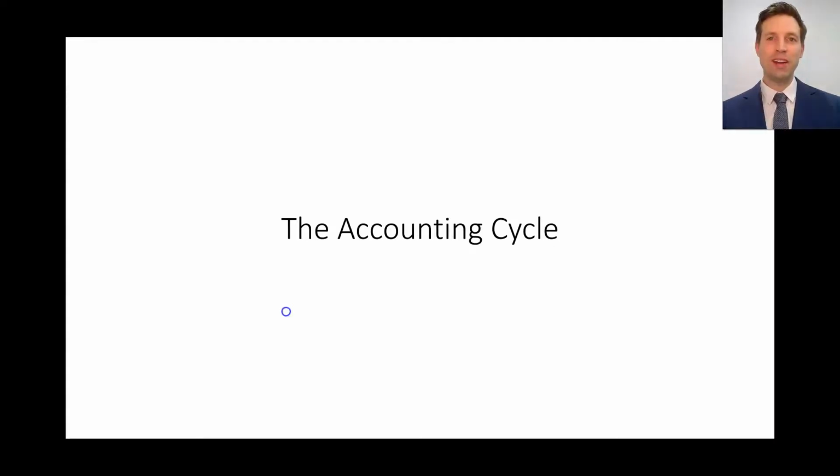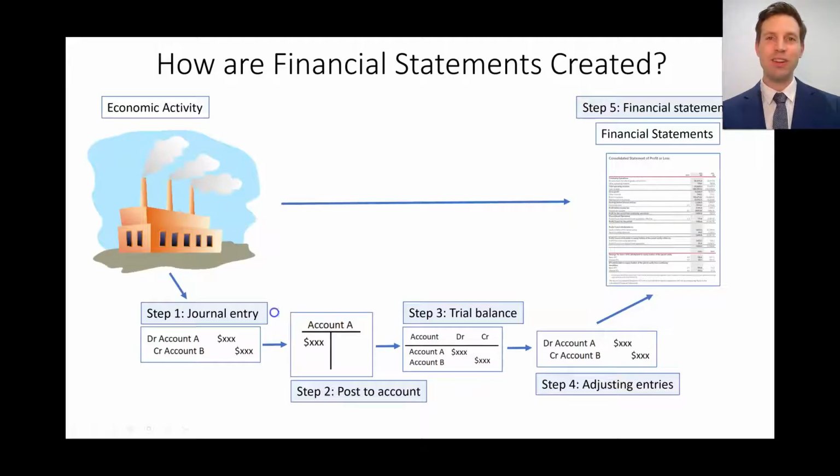If we want to know how financial statements are prepared, we need to learn the accounting cycle. On the left here, we've got a manufacturing firm that's producing some products. And if we want to create the financial statements for this business, we have to record every transaction the business engages in. The accountants will then tally up all these transactions, and eventually some financial statements will be produced. So let's have a look at all these steps in the accounting cycle and learn how financial statements are created.